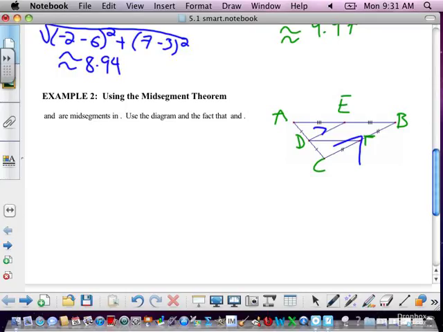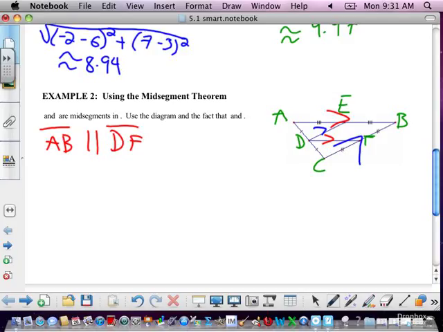Okay? DF is parallel to what? AB, the whole thing. Okay? And we know they're half as long as those. So, let's label this. AB is parallel to what? DF.